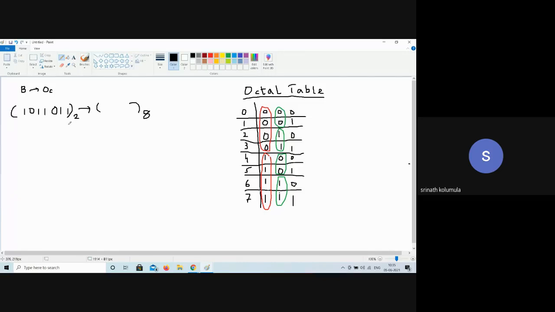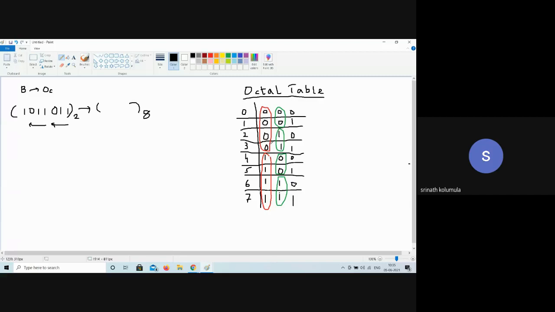Whenever I'm moving from right to left, these are my first 3. Again, move. The next 3 you take. This one. Now tell me, 0 1 1, what is the equivalent in the octal table? 3.